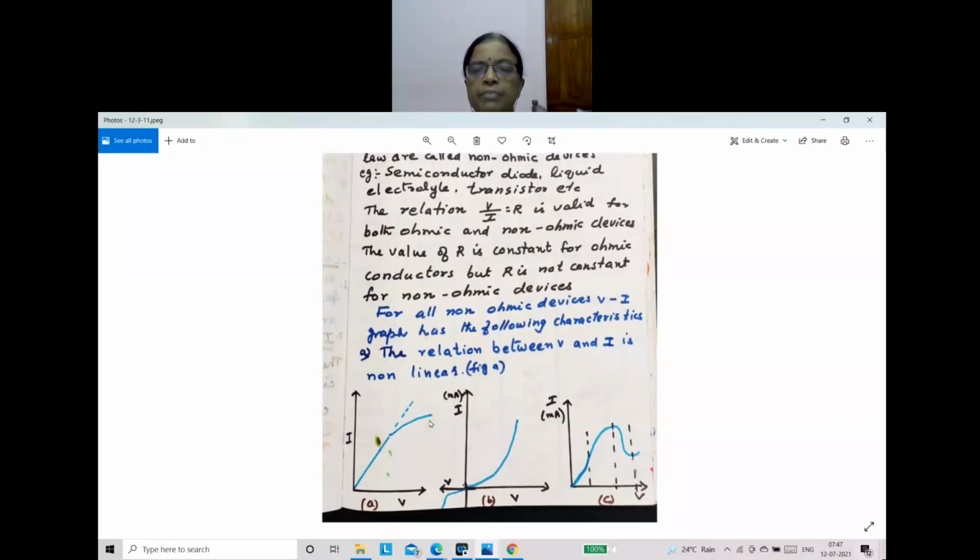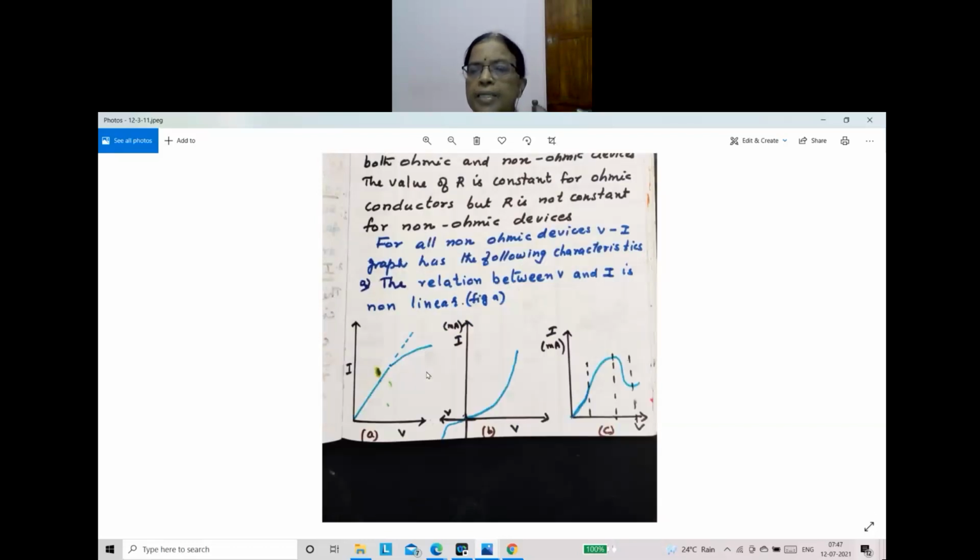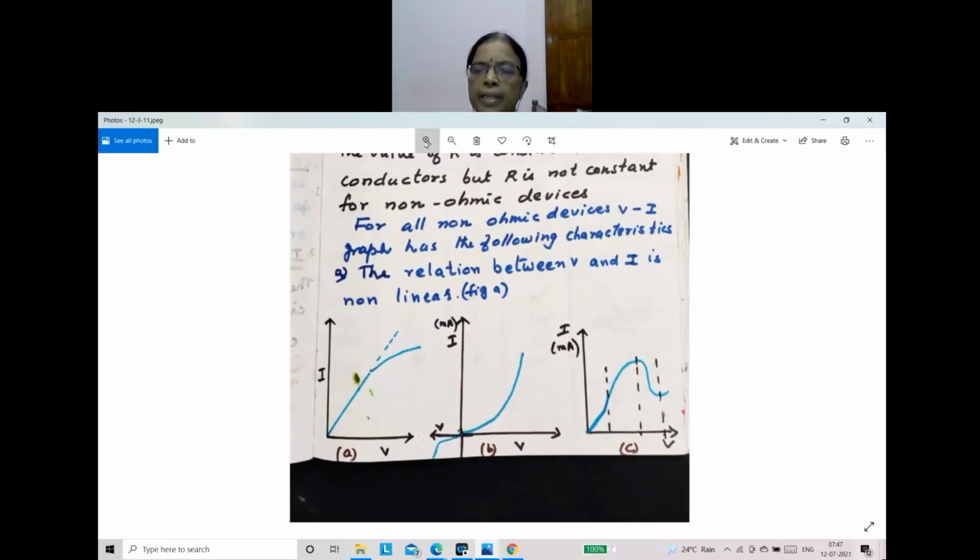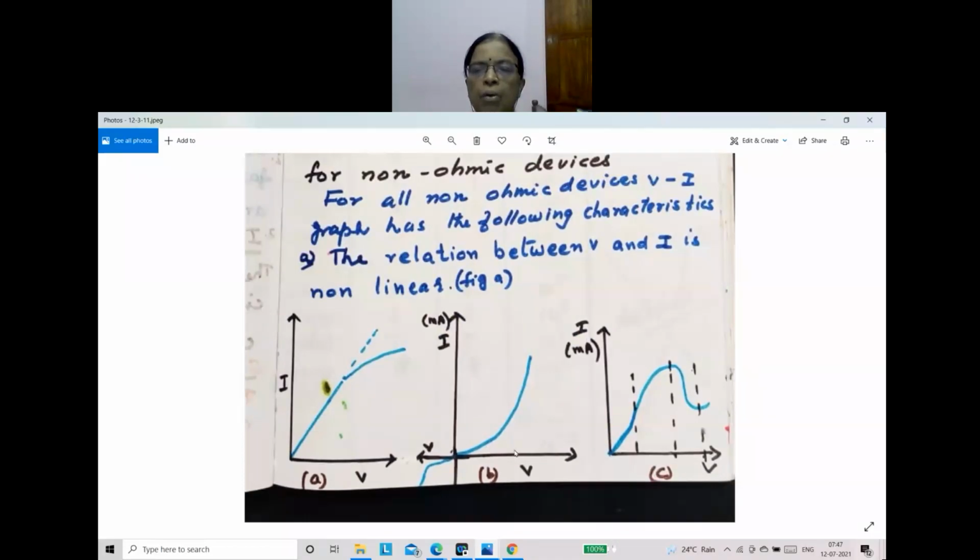Then in this one, the sign of voltage matters. Applying positive voltage we get one current, applying negative voltage we get another graph like that. Current depends upon the sign of voltage. With negative voltage we get another value of current. That is the semiconducting material. And in this one, for a particular value of current, we are getting two values of voltage.